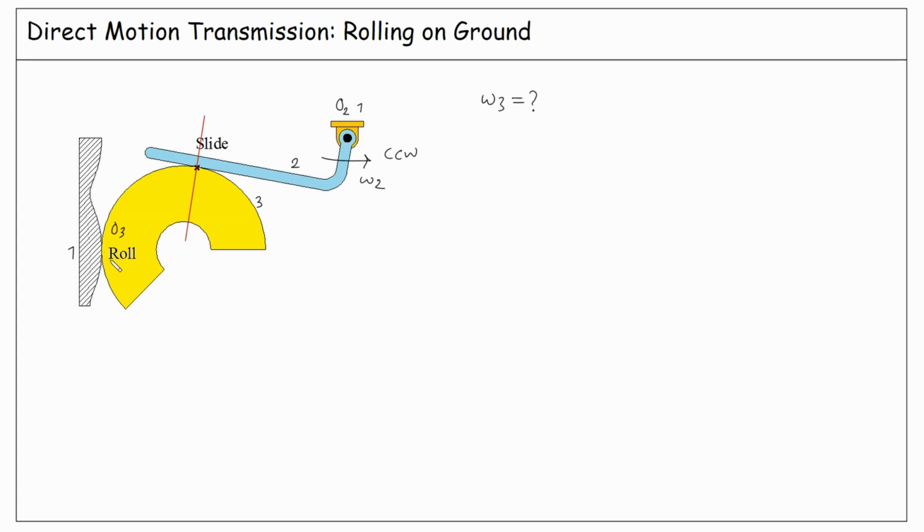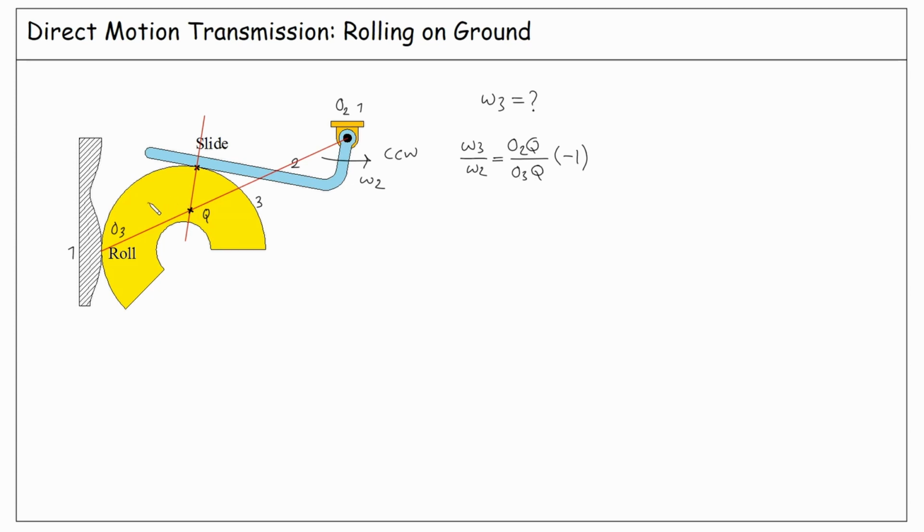Therefore, for the line of centers, we just need to connect the centers O2 and O3. Then the intersection of this line with the line of transmission is point Q, and we can say omega 3 over omega 2 is O2Q over O3Q. And since point Q is in between the centers, the angular velocities are in the opposite direction. So link 3 must rotate clockwise.